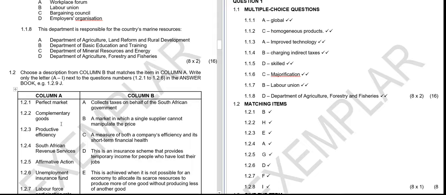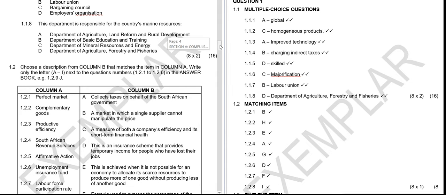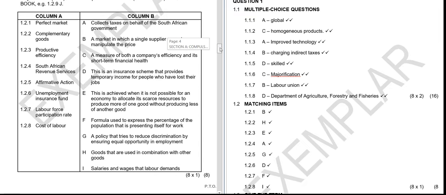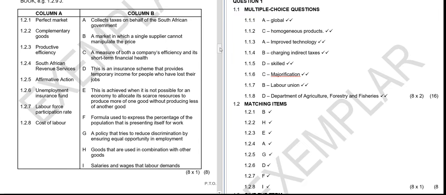Then we've got complementary goods. So the correct response again, remember, we've got responses that are from A to I. So we are supposed to choose from that list. Complementary goods, remember, are goods that can be used at the same time. So we have got H, goods that are used in combination with other goods. So basically that's what we have. They are used at the same time. These are complementary goods.